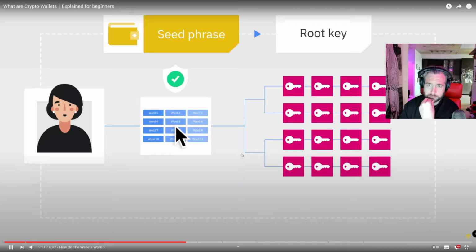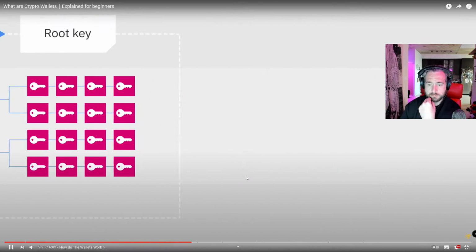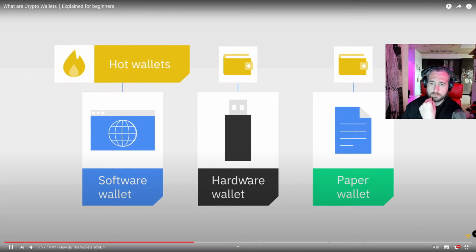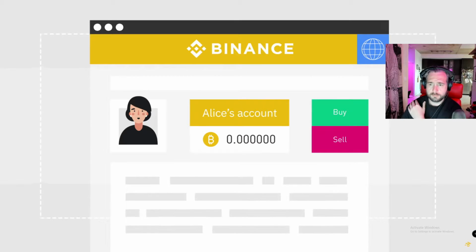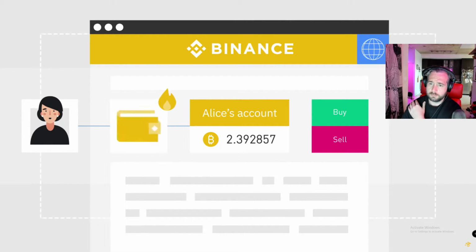Now that we covered the basics, let's explore the different types of crypto wallets. As mentioned, cryptocurrency wallets may be defined as hot or cold, according to the way they operate. A hot wallet is any wallet that is connected somehow to the internet. For example, when Alice creates an account on Binance and sends funds to her wallet, she is depositing into Binance's hot wallet.